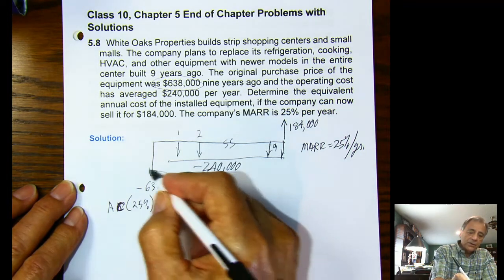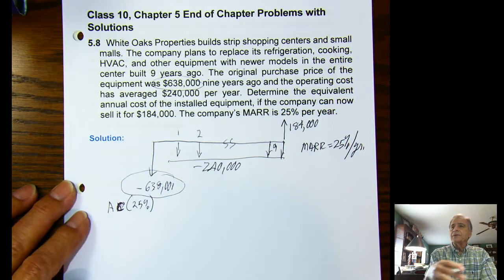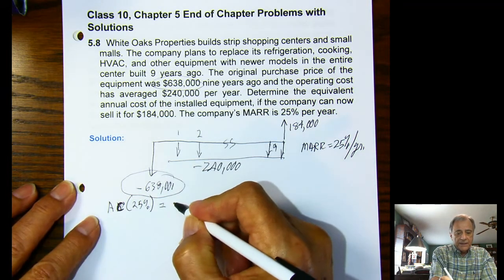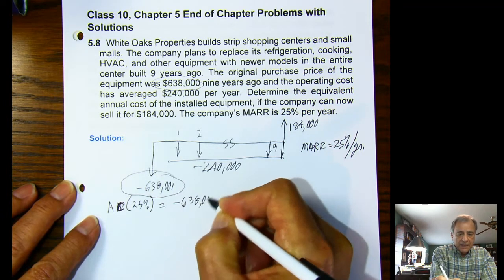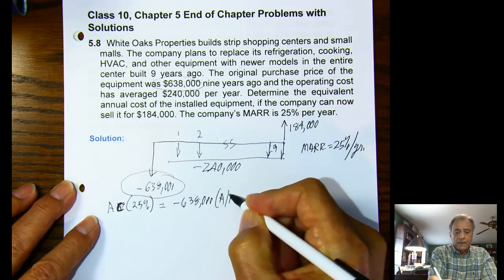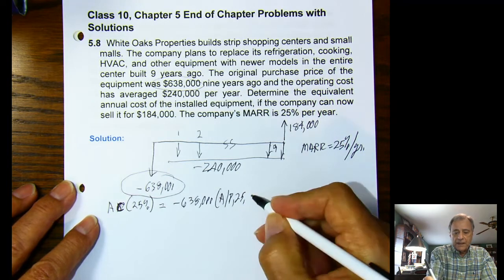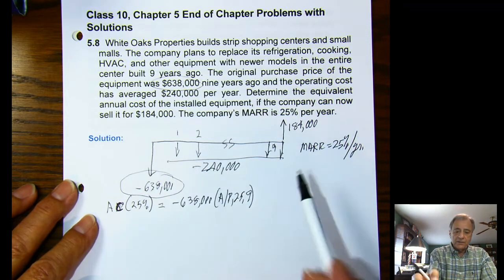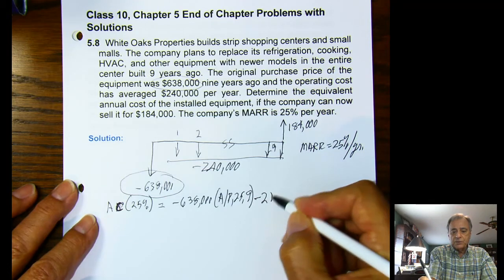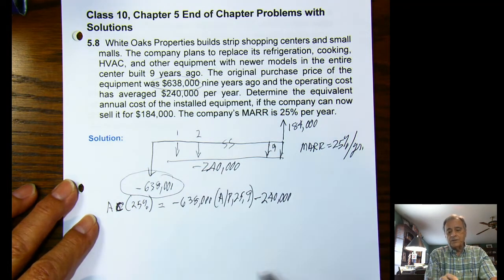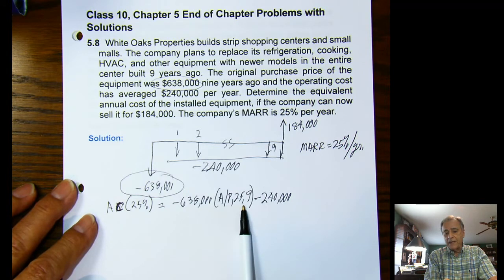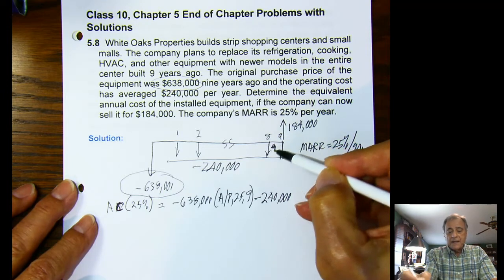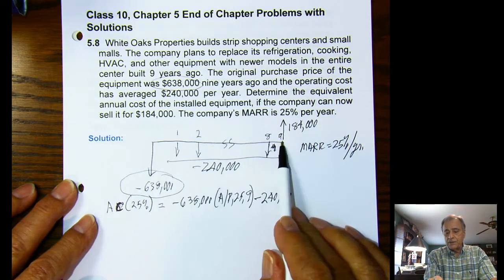So I'm going to start with this one. That's a present value. To make that into a uniform series, that's A given P, right? So this is minus 638,000 A given P, 25% for 9 years. And then I want to make this into a uniform series. Well, it already is a uniform series, so that's just minus 240,000. This uniform series is over years 1 through 9, as I've numbered them at least. This is 8 and this is 9.